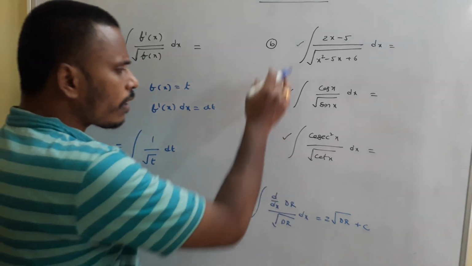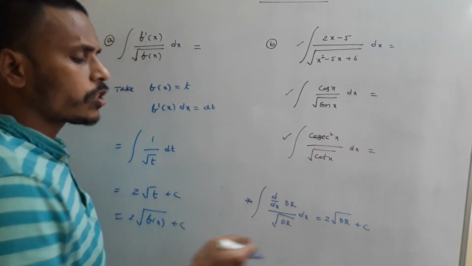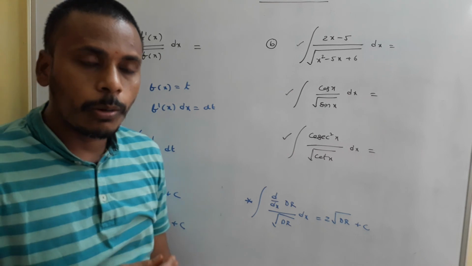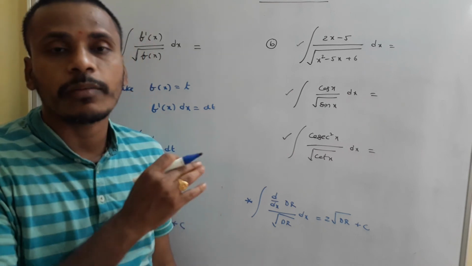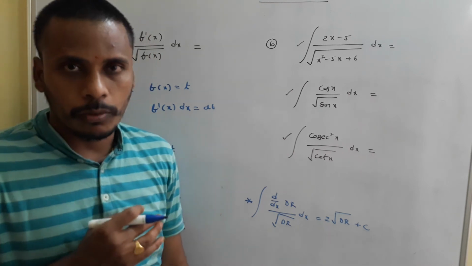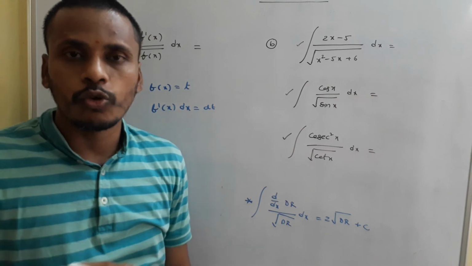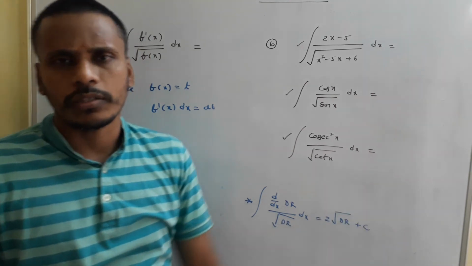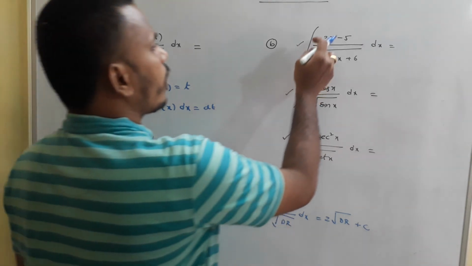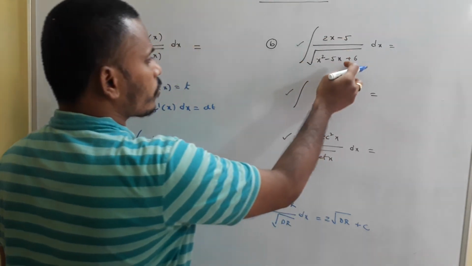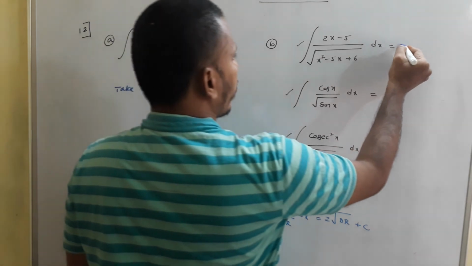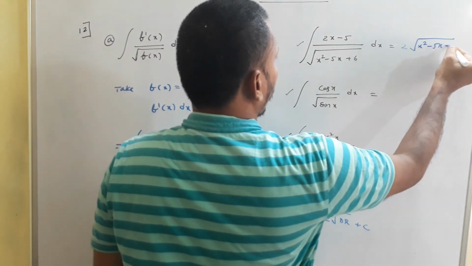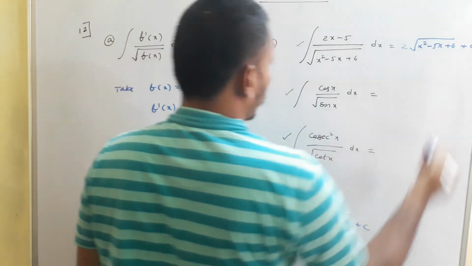Okay, for these problems it is enough, but while solving problems from practice sheets or from materials, for each and every problem, first of all you need to analyze the problem, you need to observe the problem, to which rule or to which trick the problem belongs. After that it is easy to answer. Okay, now x square derivative is 2x and minus 5x derivative is minus 5, 6 derivative is 0. So directly its answer is 2 root of denominator x square minus 5x plus 6 plus c.